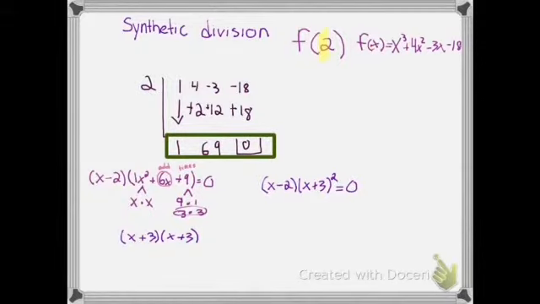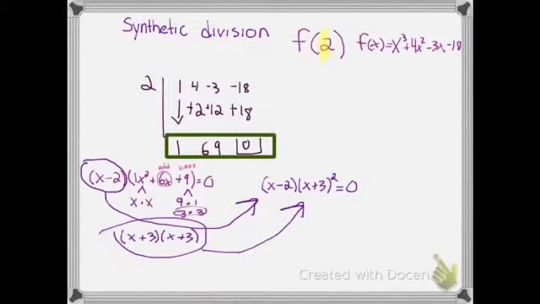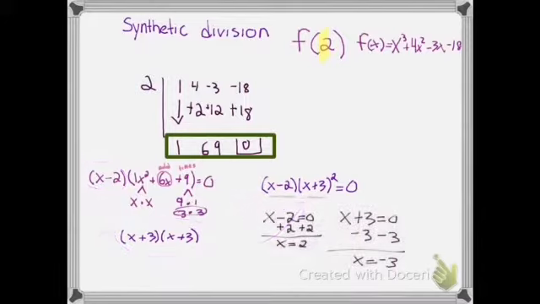You can move over the x minus 2, and you can make the x plus 3 and x plus 3 squared, and you equal that to 0. Now you equal x minus 2 to 0 and x plus 3 to 0 to get x equals 2 and x equals negative 3.